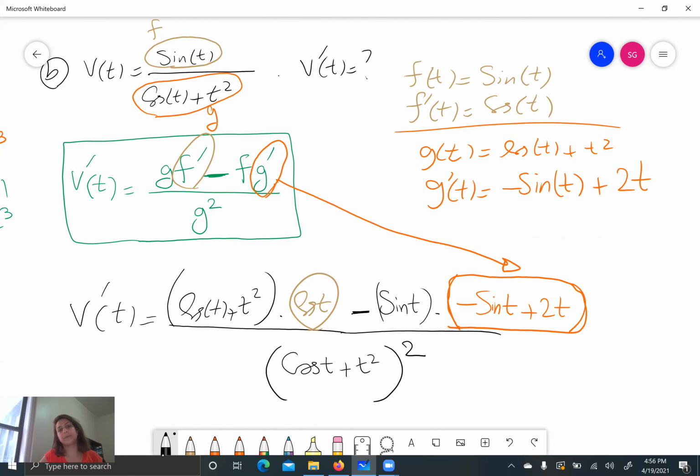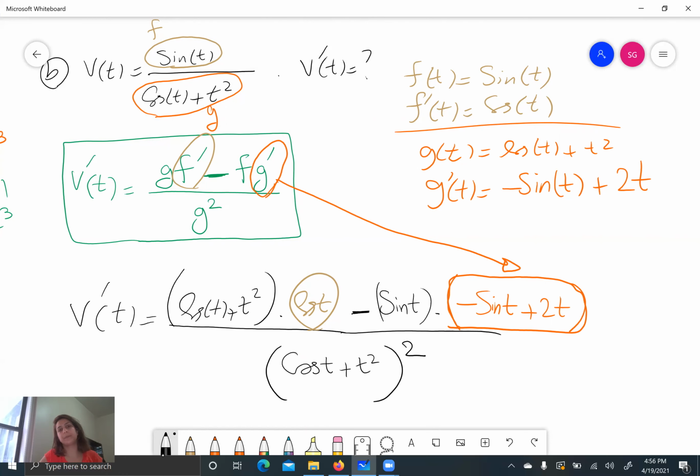Because it's the division of two functions, we need to apply the quotient rule, which says, recall that it's the denominator times the derivative of the numerator, minus the numerator times the derivative of the denominator, over the denominator squared. So that's the quotient rule.